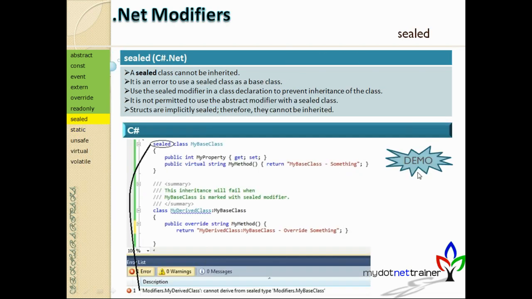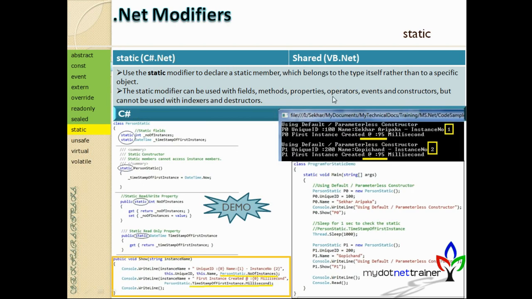Okay, is there anything that we missed here? Oh, yes, another important thing here is that structures are implicitly sealed. If you see, structures cannot be inherited. So if you remember, we cannot do inheritance using structures because they are implicitly sealed.